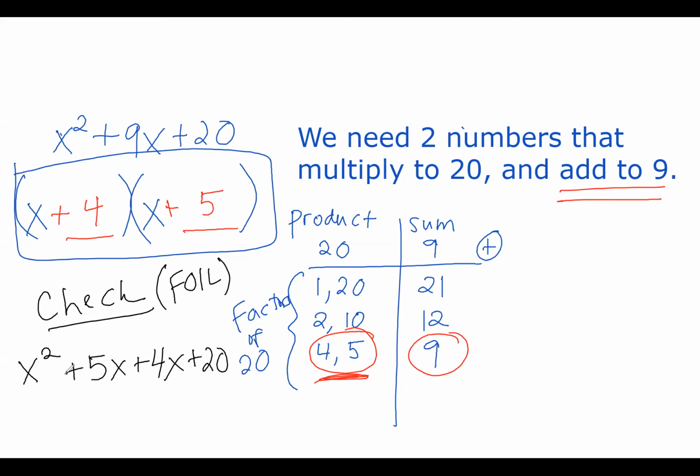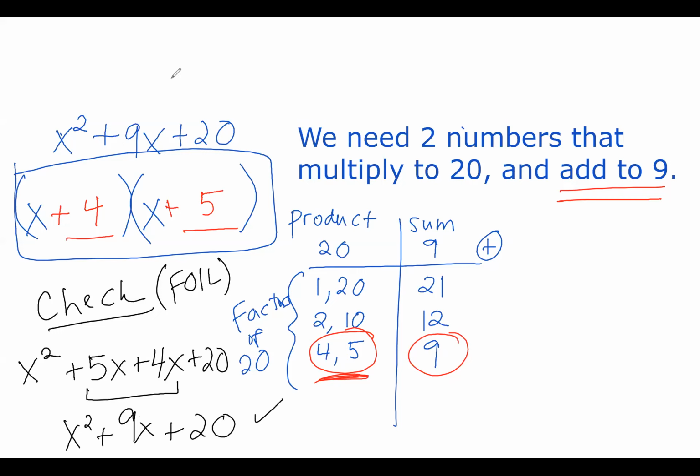A lot of times when we FOIL, the middle two terms can be combined. 5 plus 4 is 9, so there's our 9x. So see how that 5 times 4 multiplied to 20, and right here, when I'm combining like terms or collecting like terms, that's the sum part of this, okay? So that's when they're adding up to 9x. Okay, so x squared plus 9x plus 20. So this is verifying that yes, those two binomial factors do in fact multiply together to equal the original trinomial.